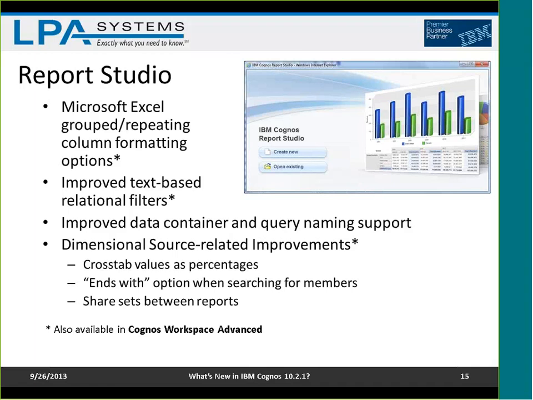And then again, both in CWA and Report Studio, there's a couple of changes when I'm using an OLAP source, a dimensional source, for my report: presenting crosstab values as percentages, using an ends with option when I search for members in very deep or very long dimensions, and sharing sets between reports. And I have some slides on these things as well.